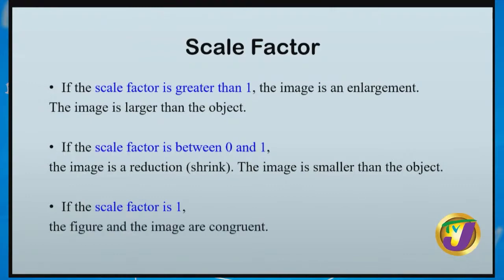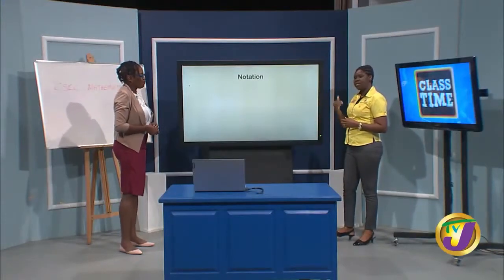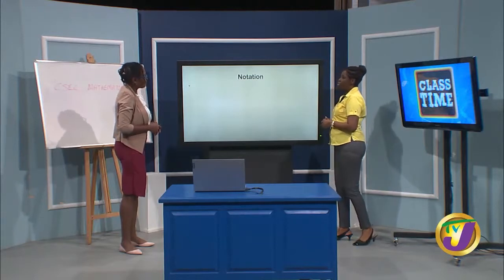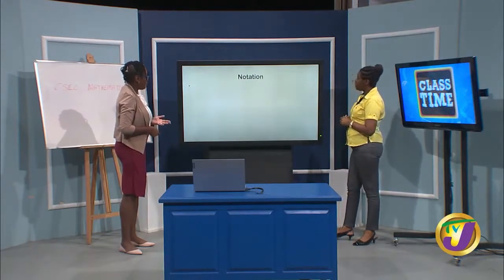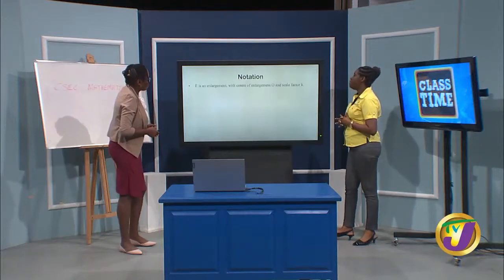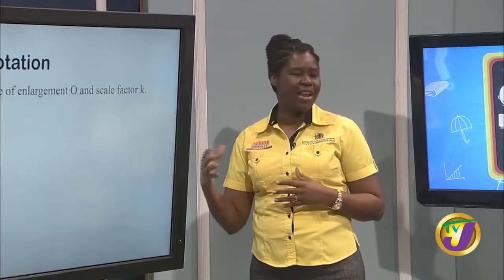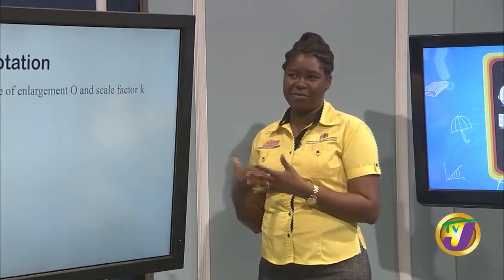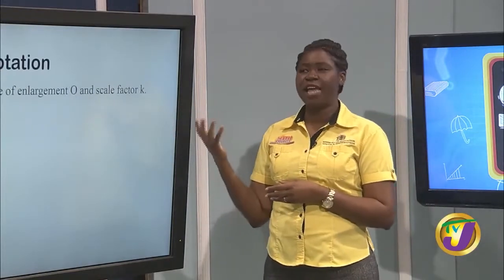Awesome. Okay, so we have been talking about scale factor and enlargement, necessary factors in carrying out enlargement. Let's see how we write or note it. So we're looking at the symbols here, right? Yes. So if we have E, an enlargement with center of enlargement O, and as we said, it doesn't always have to be O, but we're using O for this particular example, and our scale factor K, which is any real number.